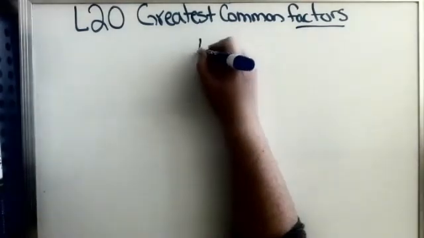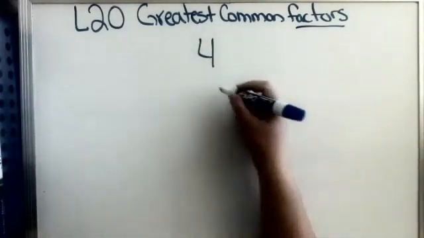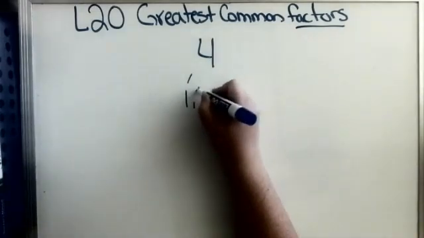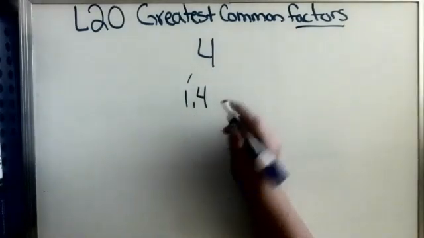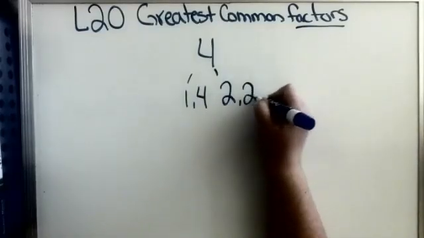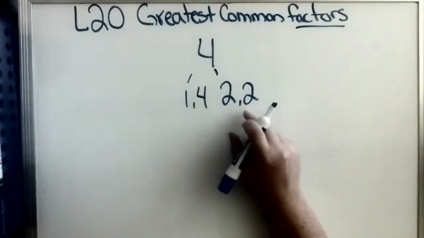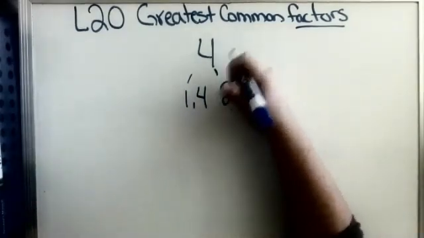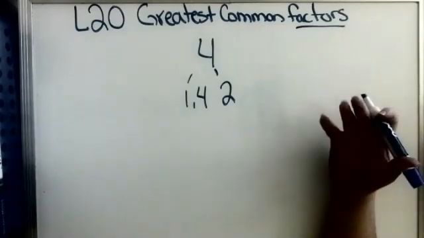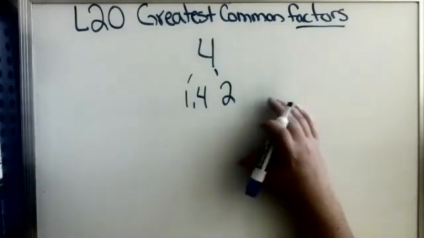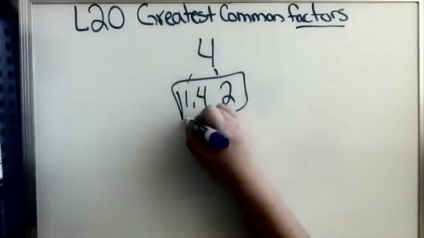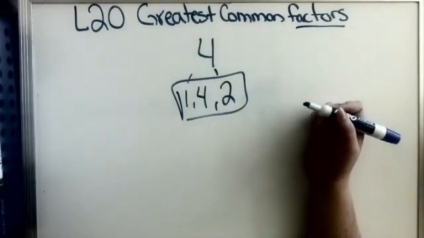For example, if we're looking at 4, it has factors 1 and 4 because 1 times 4 equals 4. It also has the factors 2 and 2. Now I don't have to write 2 twice. If you need to write the 2 the second time, just to keep track in your head, you can, but you only have to write it once. And there's no other way I can make 4. So my factors of 4 are 1, 4, and 2.